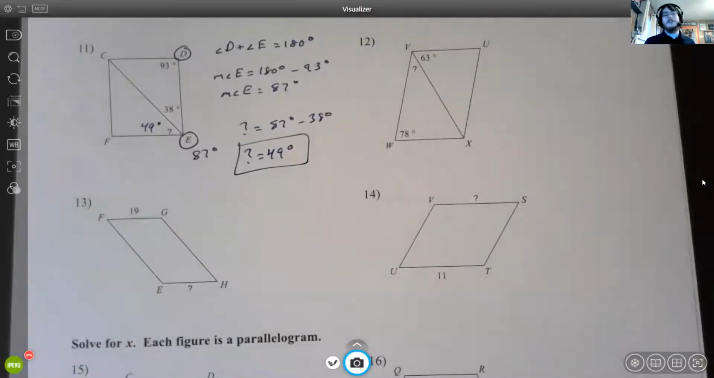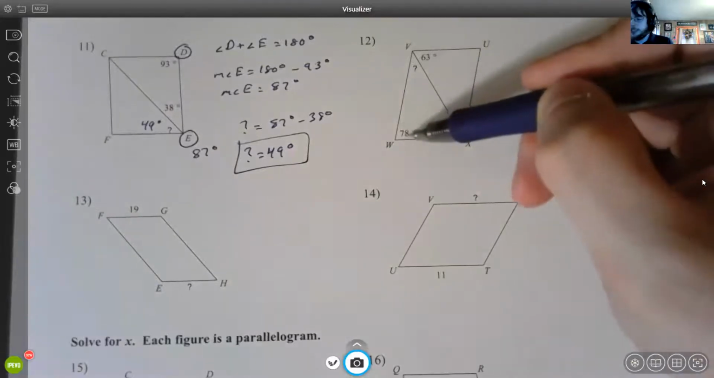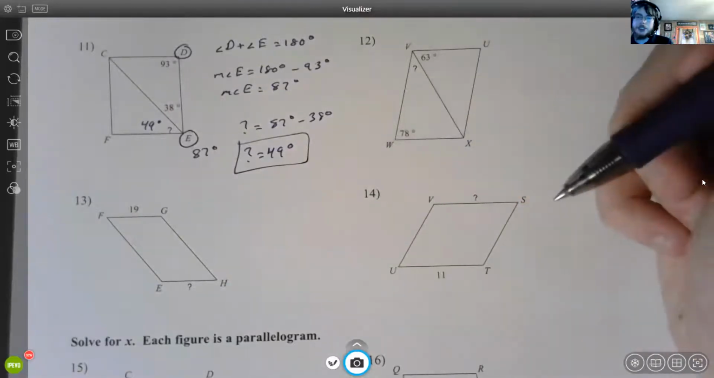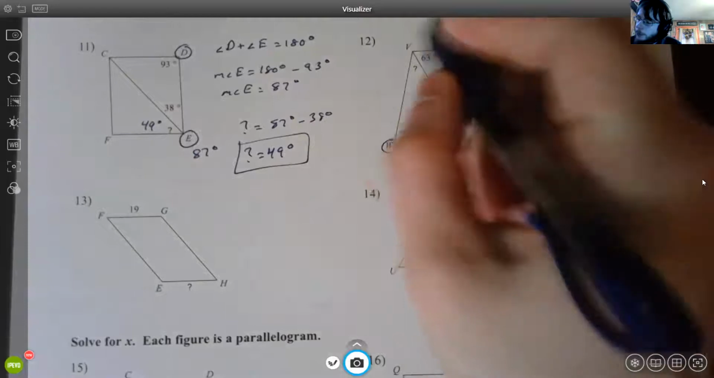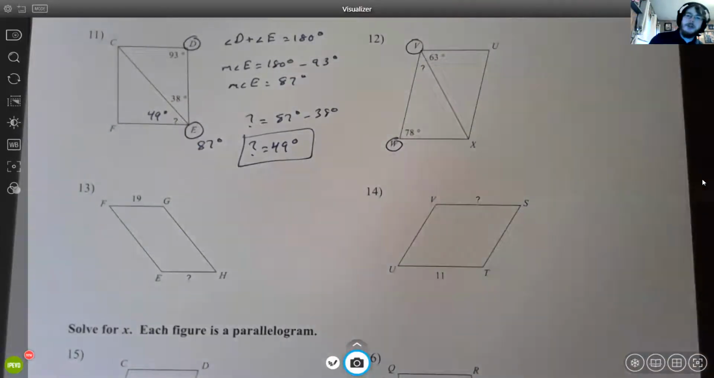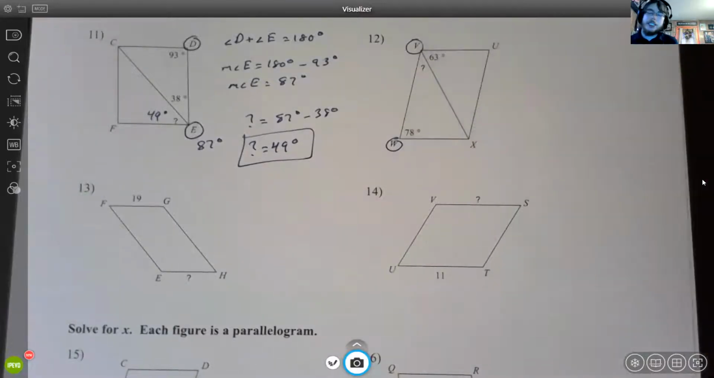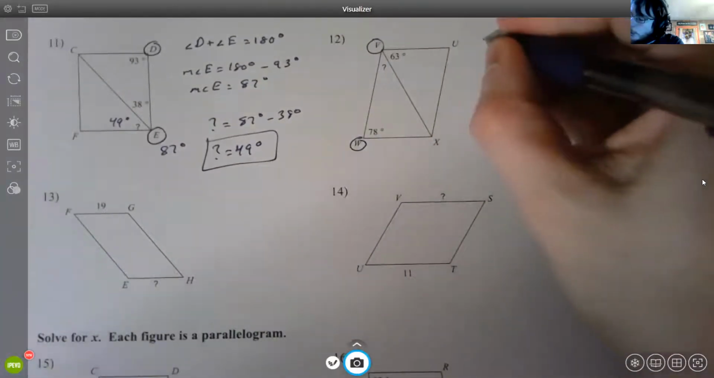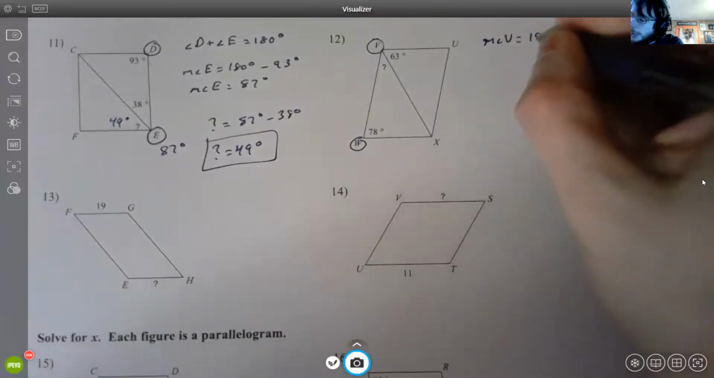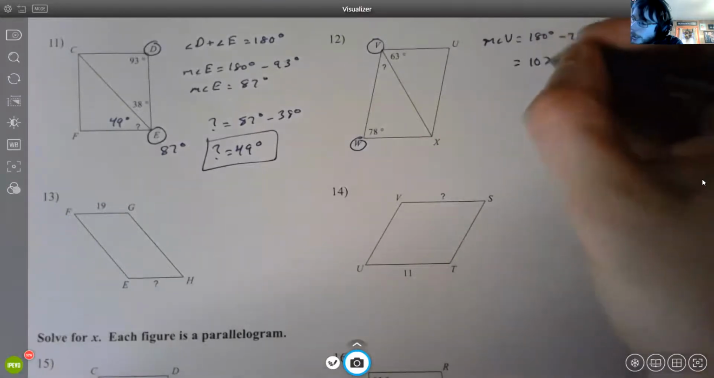And then number 12. Number 12 is a similar situation. We have a diagonal that splits an angle. We're given that angle W is 78 degrees, and we want to find this part of angle V. So angle W and angle V, we have to find angle V first. They are connected by this side, so that means that they are supplementary. They're consecutive. So we know that the measure of angle V must equal 180 minus angle W, which is 78. So angle V is equal to 102.